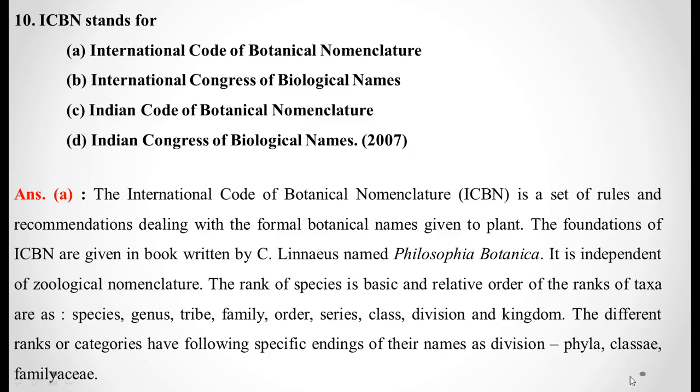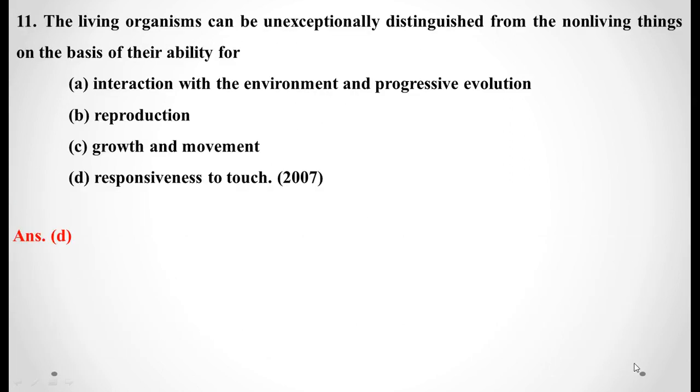So next question. The living organism can be unexceptionally distinguished from non-living things on the basis of their ability for interaction with the environment and progressive evolution, reproduction, growth and movement, and responsiveness to the touch. The right option is option D.